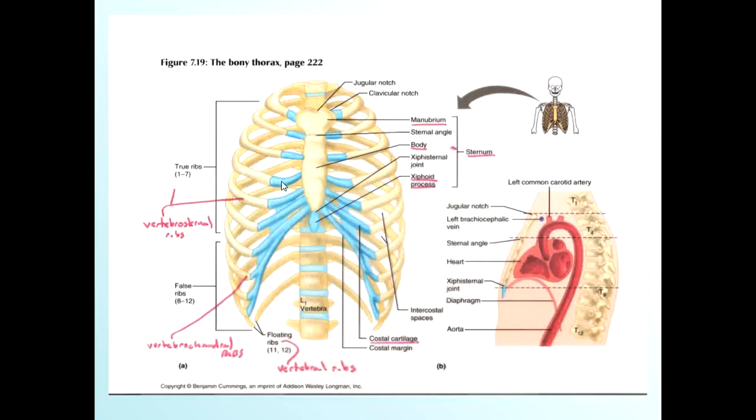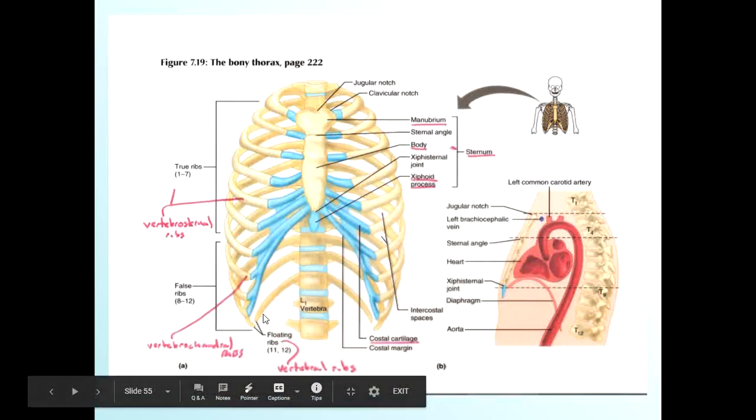So if you look at your diagram, you're going to see that right here, here's your sternum. There's the manubrium, the body, and then this is the xiphoid process. All this blue is your costal cartilage. And then if you count 1, 2, 3, 4, 5, 6, 7, those are your true ribs, vertebrosternal. And then 1, 2, 3, 4, 5, those are your false ribs. And the last two are sometimes called the floating ribs or vertebral ribs because they only attach to the vertebrae.